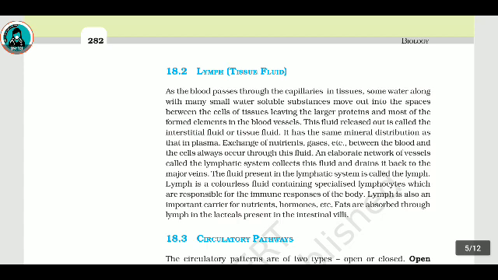An elaborate network of vessels called the lymphatic system collects this fluid and drains it back into the major veins. The fluid present in the lymphatic system is called the lymph. Lymph is a colorless fluid containing specialized lymphocytes which are responsible for the immune responses of the body. Lymph is also an important carrier of nutrients, hormones, etc. Fats are absorbed through lymph in the lacteals present in the intestinal villi.